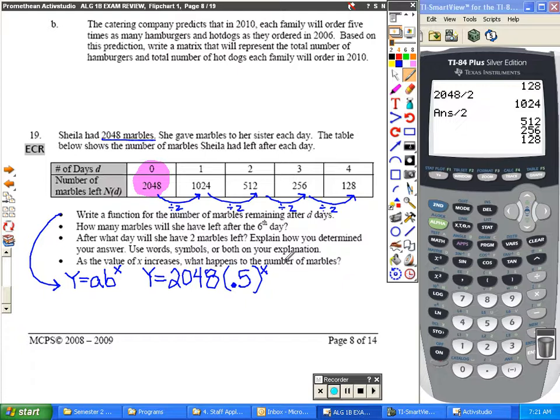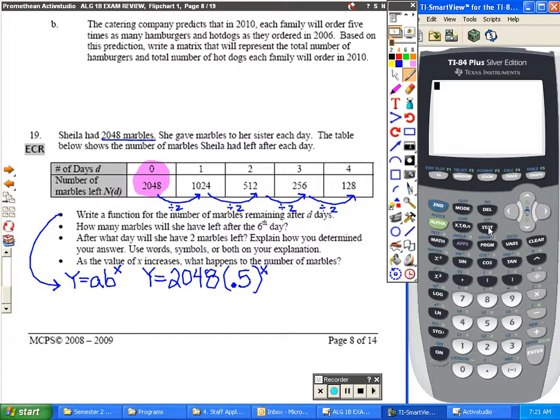Now, if you forgot, this is how you can do it in your calculator. Go to Stat, Enter, and enter the points: 0, 1, 2, 3, 4. Then 2,048, 1,024, 512, 256, 128.